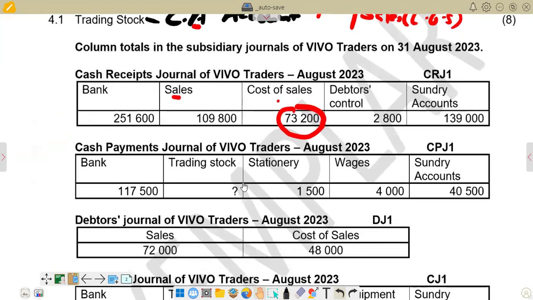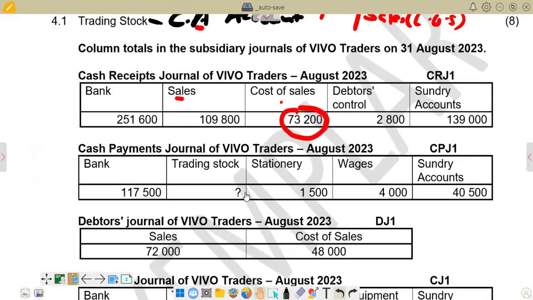In the cash payment journal, obviously, we are buying the stock, and in the trading stock account, we only go to the column for trading stock, which is here, and we are not given the figure, it is a question mark. So what does it mean? Remember, when you add trading stock plus stationery plus wages plus the central account balance, you're supposed to get the total, which is 170,500. So to get the balance here, we're just going to say this total minus 1,500 minus 4,000 minus 40,500.